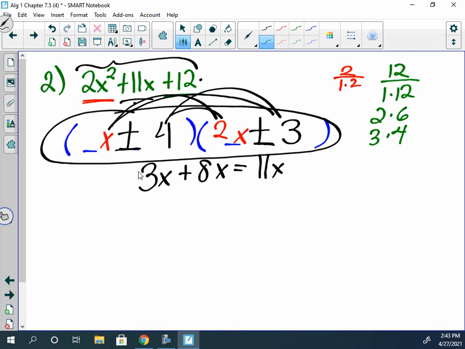2x squared. I got it from the factors of the first term. But we don't have to do that check, because x times 2x should always get me back to 2x squared, yes? Because that's where I got them. The factors of 2x squared should multiply back together to give me what I started with. The 12 should too: 4 and 3 should multiply back together to give me 12, yes?